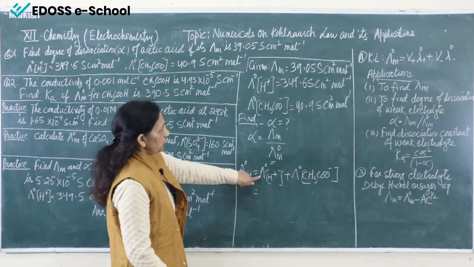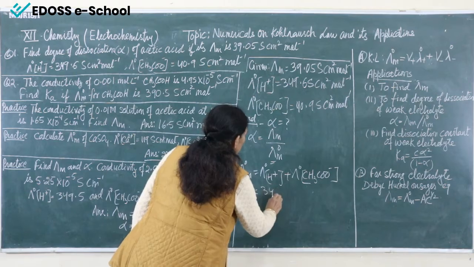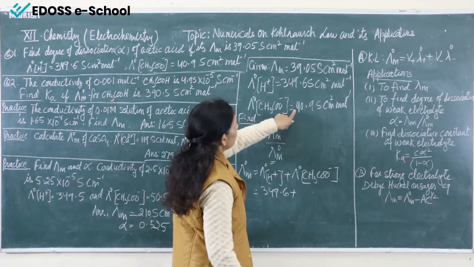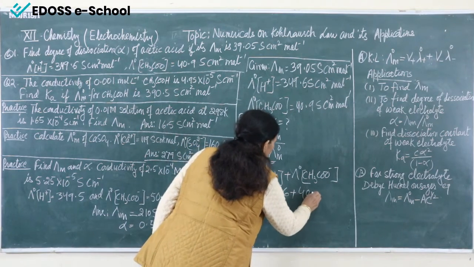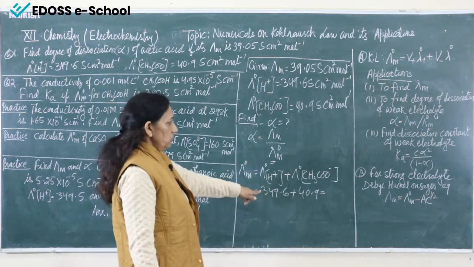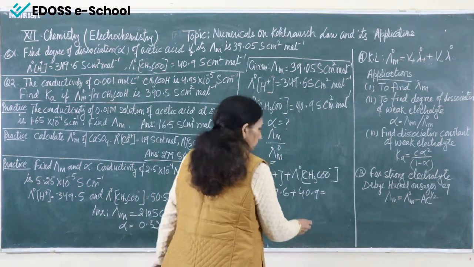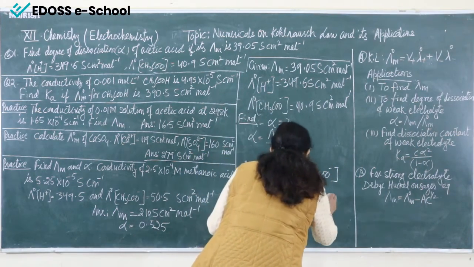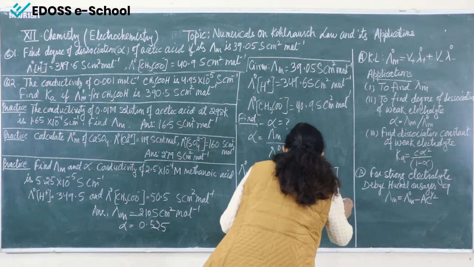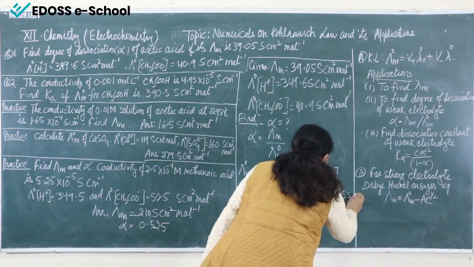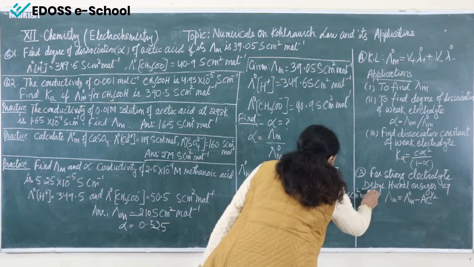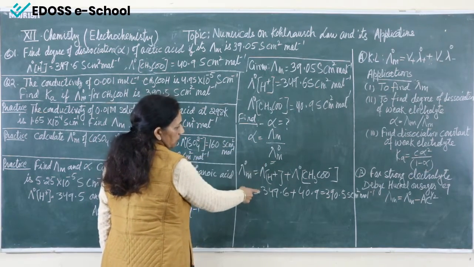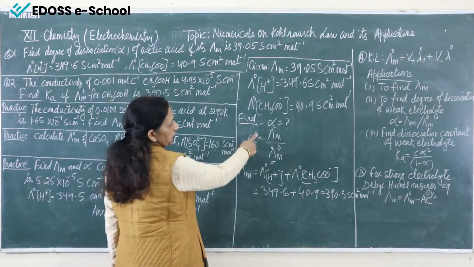Now, you will put the value. So, this is 349.6 and this is 40.9. Now, we will add it. After adding, the value comes 390.5 Siemens centimeter square per mole. Now, this we have already calculated from Kohlrausch's law. Now, alpha we can easily find.